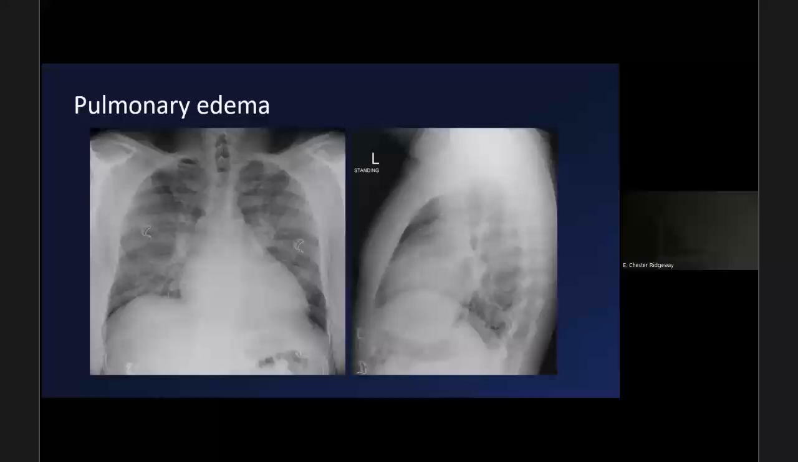So this is an example of cardiogenic pulmonary edema. Same patient, we have frontal and lateral views, and here we see cephalization of those upper lobe central pulmonary vessels. We can see those vessels really nicely here. They're much thicker or wider than what they typically are. What we also see are these interstitial opacities.